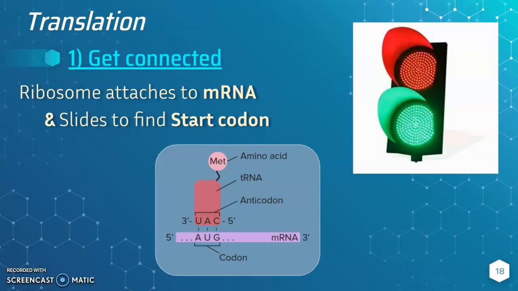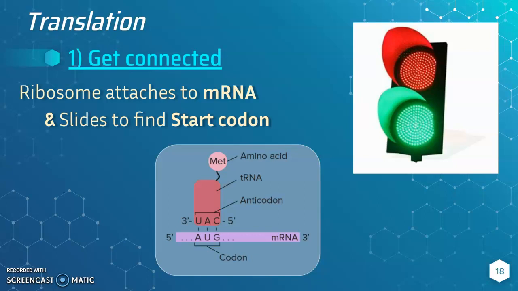Let's write that down. So there's a few steps for translation too. In translation, we have a red light and a green light. First, we have to get connected. So the ribosome attaches to mRNA and slides to find the start codon. If we think back to our little GIF, our mRNA has to slide through the purple guy, and we don't start adding those circles until we hit start. So we have to have the green light to start.